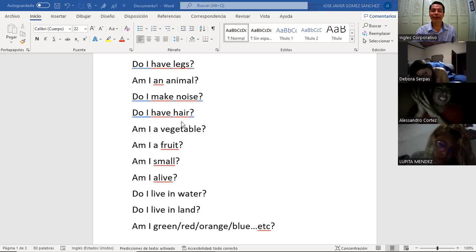Do you have hair? ¿Tiene pelo? No. No tiene pelo. No, animal, no tiene pelo. ¿Es a vegetal? ¿Vegetable? ¿Cómo se dice? ¿Vegetable? No. ¿Hay a fruit? ¿Am I a fruit? No. No, ¿qué será esto? ¿Am I small?